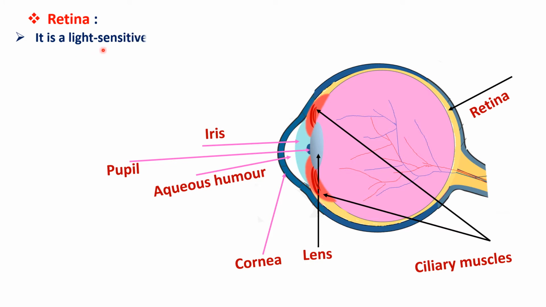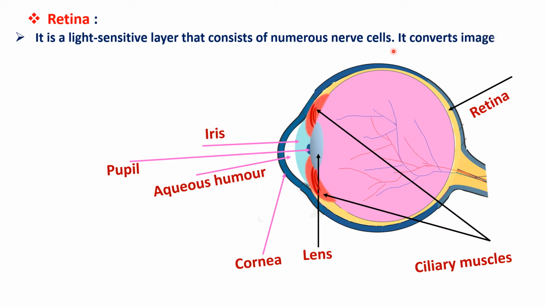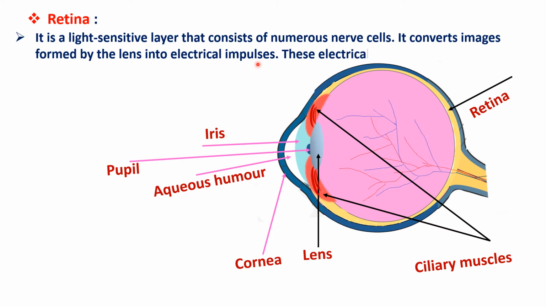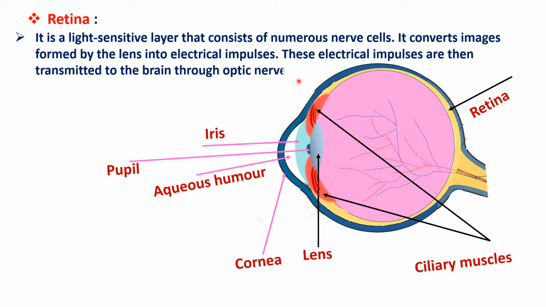It is a light sensitive layer that consists of numerous nerve cells, and it converts images formed by the lens into electrical impulses, and these electrical impulses are sent to the brain by the optic nerves. So these electrical impulses are then transmitted.